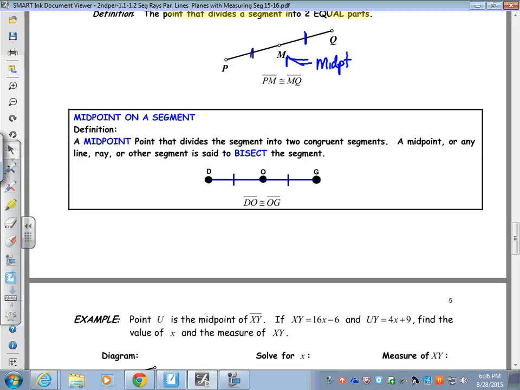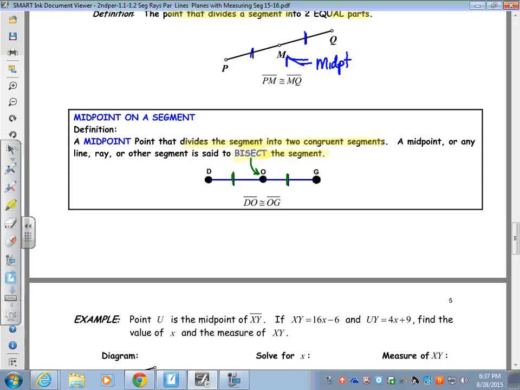So a midpoint on a segment will divide the segment into two congruent segments. The midpoint bisects the segment. So another way, a bisector could be a midpoint, could be a line, could be a ray, it could be another segment, but it's going to cut it in half. And in order for me to understand or see a bisector, because in this example, O bisects the segment, it is the midpoint, I must see the tick marks.